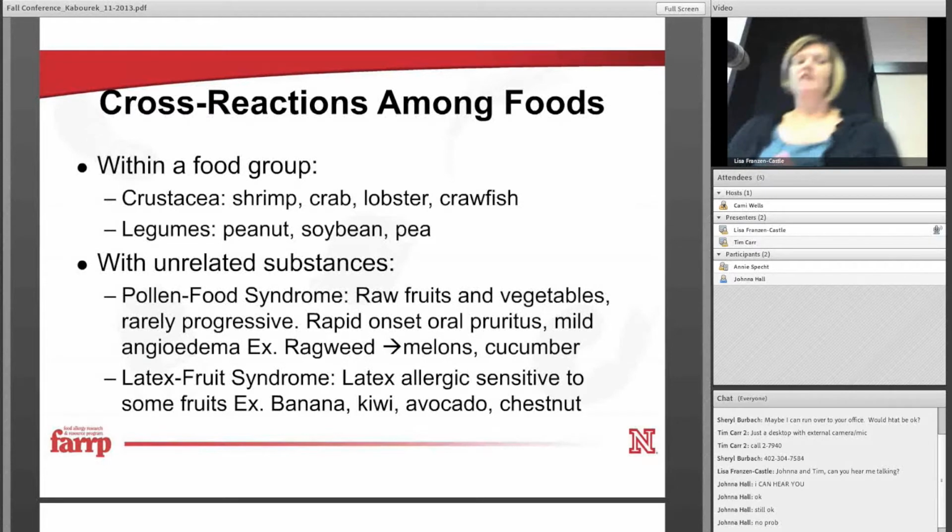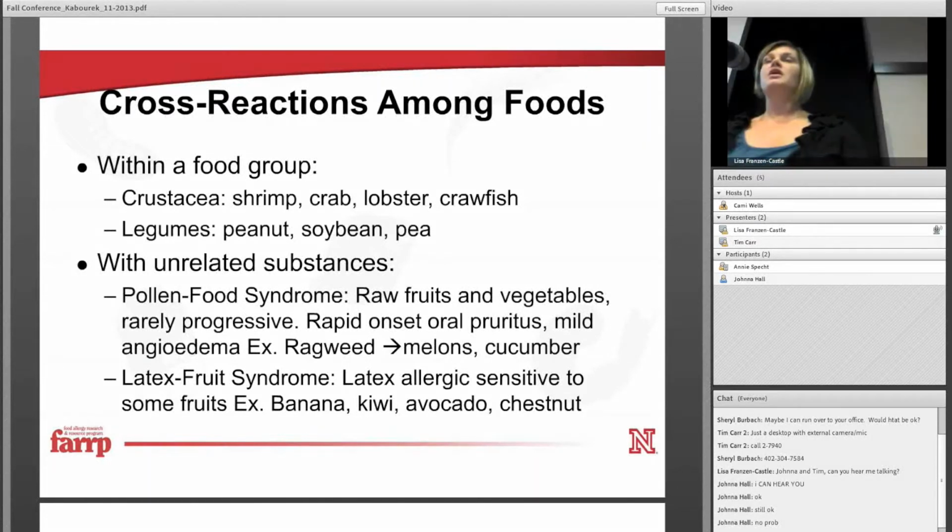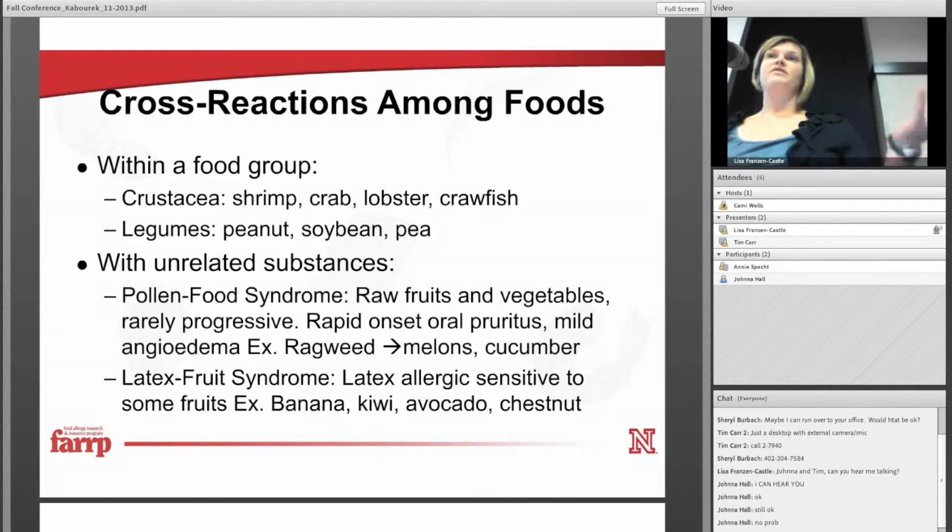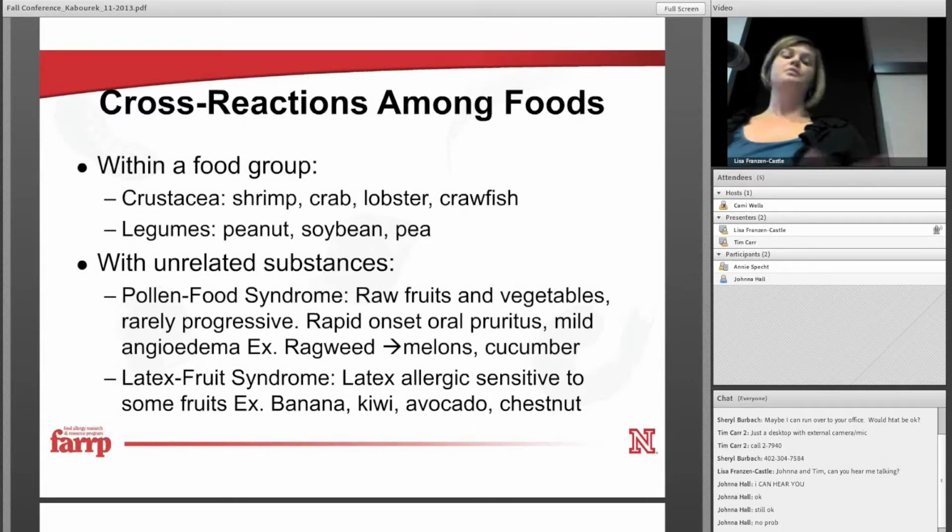We're going to talk very briefly about cross-reactivity among foods. You can have cross-reactivity within a food group, such as crustaceans. Crustaceans all belong to the same population species. Their protein manifestation is all pretty similar. So the protein that causes shrimp allergy is very common and almost looks identical to that in lobster. But on the converse, you can have food allergies to unrelated substances.